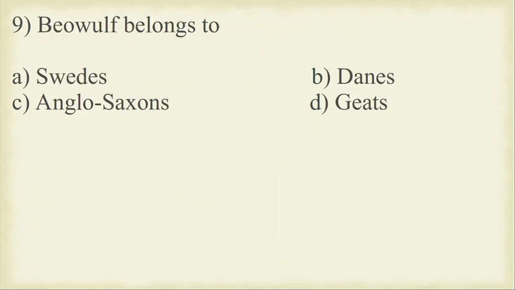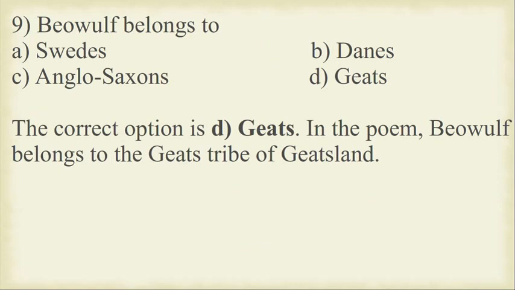Question number 9. Beowulf belongs to A, Swedes, B, Danes, C, Anglo-Saxons, D, Geats. The correct option is D, Geats. In the poem, Beowulf belongs to the Geats tribe of Geatsland.